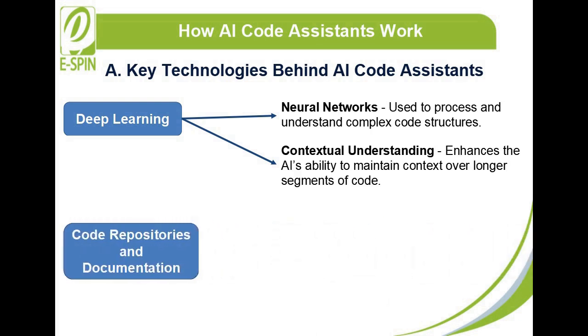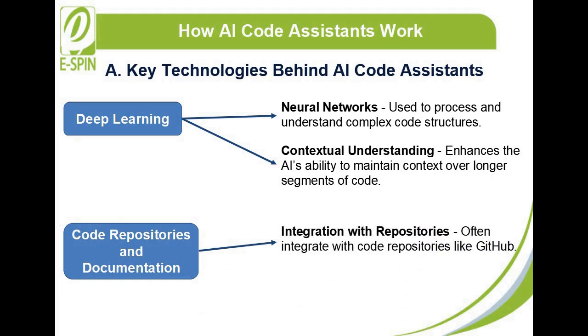Code repositories and documentation. AI code assistants integrate with code repositories and access documentation to provide relevant examples, explanations, and code suggestions based on real-world coding practices. There are two types of code repositories and documentation: integration with repositories and documentation access.